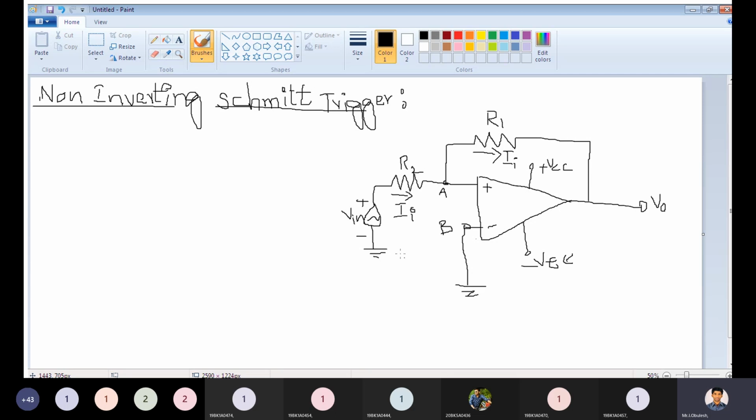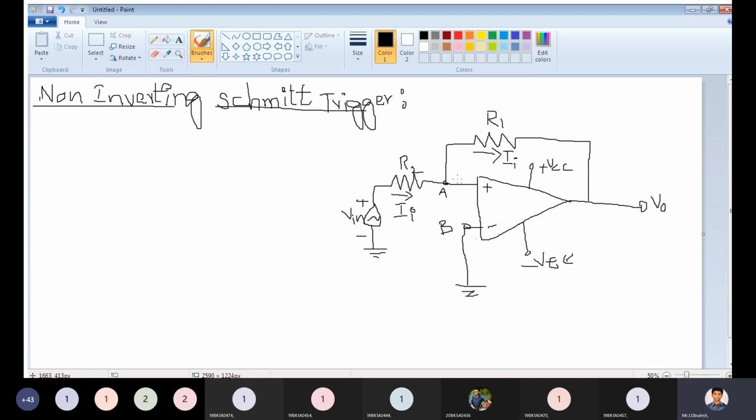So in this circuit, you need to observe that the input is applied to the non-inverting input terminal of the op amp, and the inverting input terminal of the op-amp is connected to ground. Let us assume that we have a node A and this is the node B.